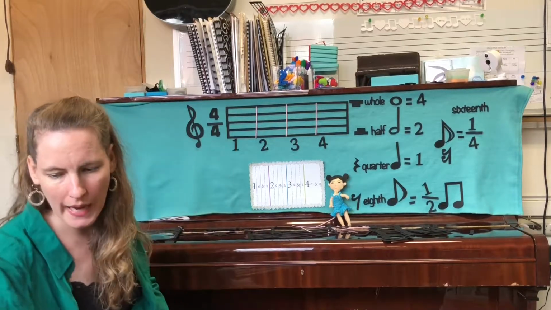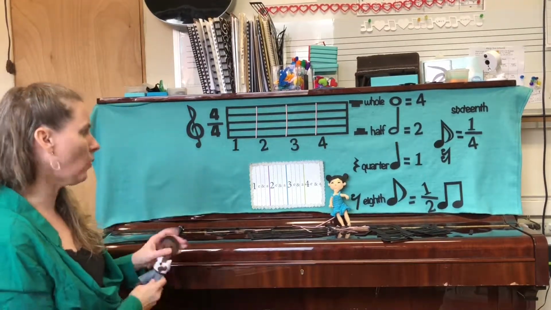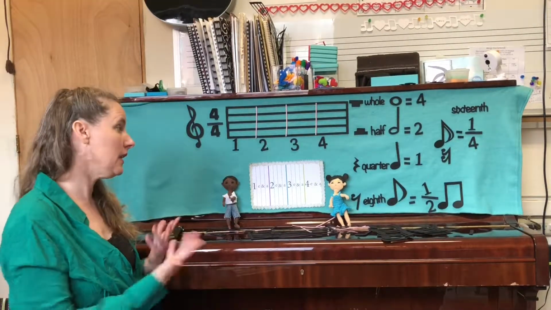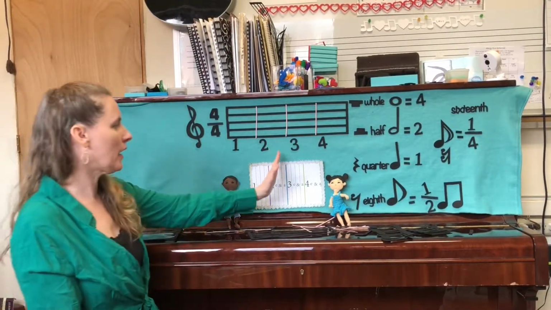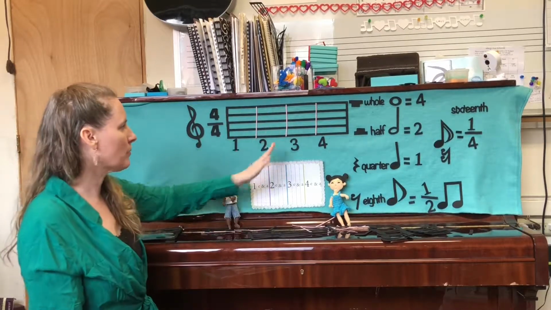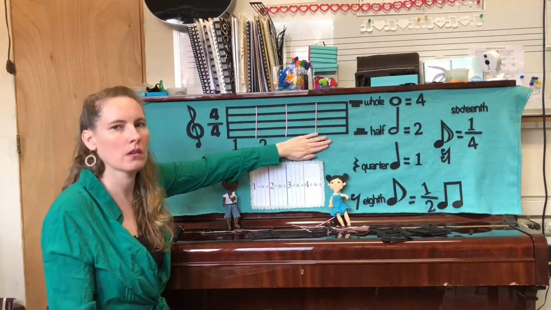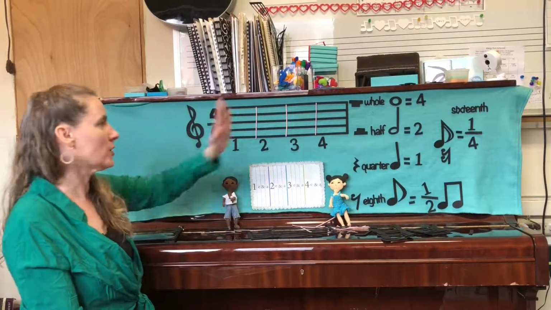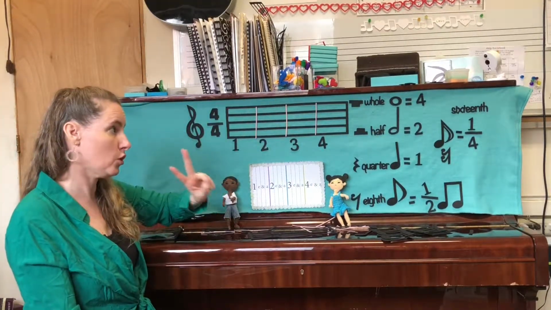What if we had another person that wanted some cake? Now, in order to be fair, we're going to need to divide our cake evenly in half. So if we cut our cake in half, now each person gets 2 counts or 2 pieces of cake. So a half note, which is half the cake, gets two counts.